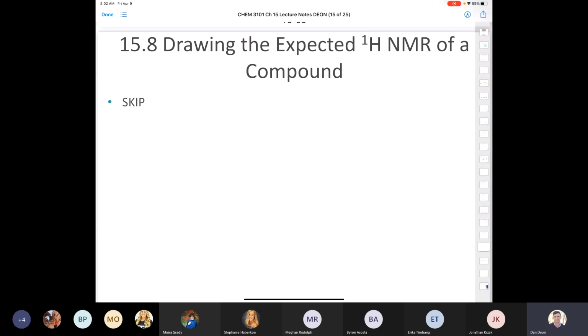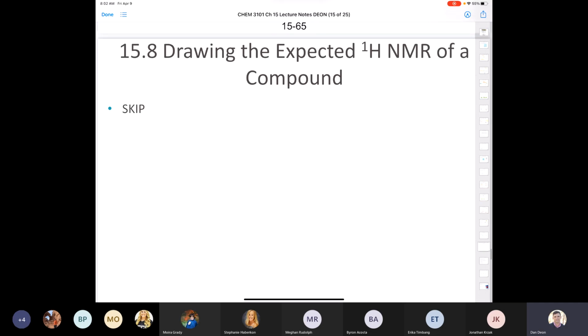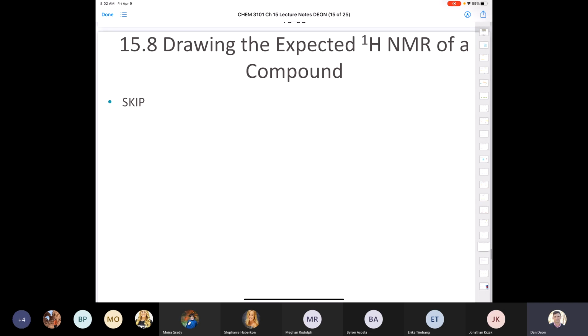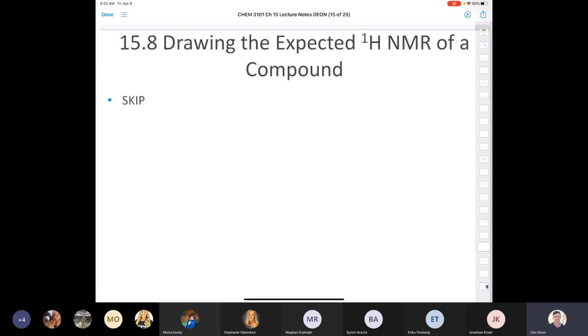Chemistry 3101. This is chapter 15, and in our continuation of chapter 15, we are actually going to skip section 15.8, which deals with drawing an NMR of a compound. Now, here's my take on this section. I'm not going to ask you to draw the NMR of a compound.